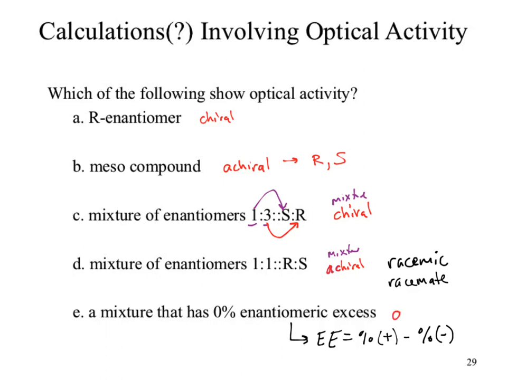I know pictures just got taken there, but let's go through and circle the ones that are important. Which of the following show optical activity? A does and C does. That's it. Yes? Just to clarify, B is not racemic, technically. B is not racemic.